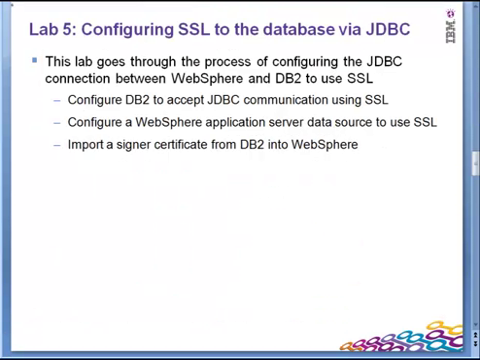This next lab, Lab 5, configuring SSL to the database via JDBC, is kind of neat. It goes through the process of securing the communications between Websphere and a DB2 process, and it uses SSL to secure that link. Traditionally, this may have been done through VPNs or a dedicated link, but now you can set the configuration there to support SSL, and this lab goes through that process.